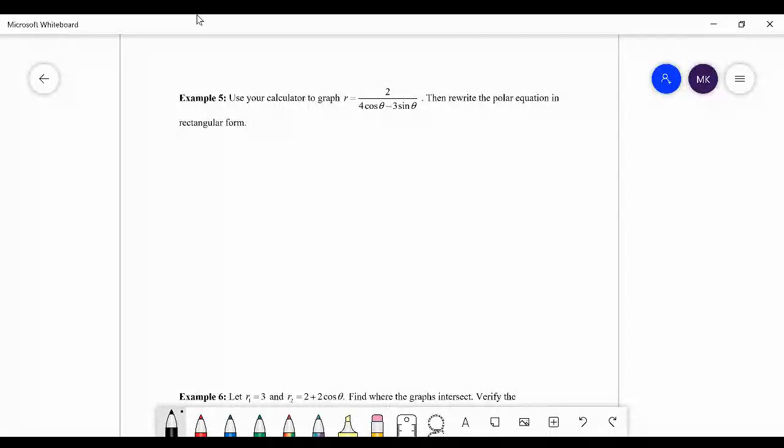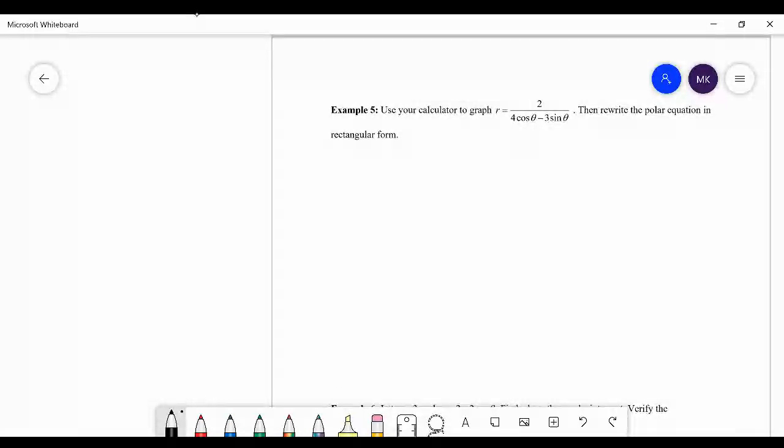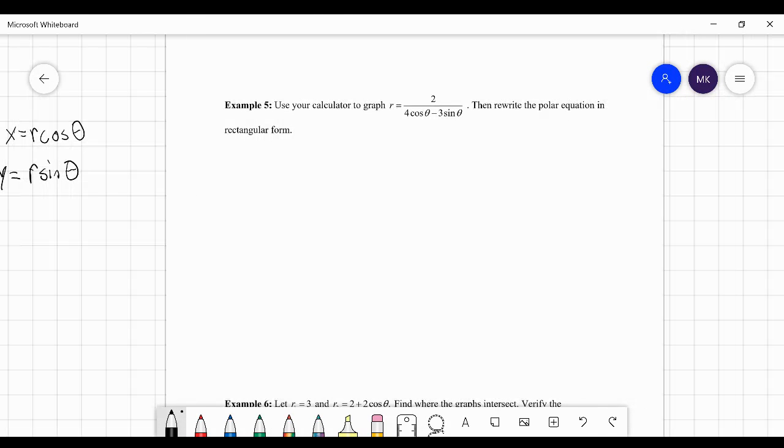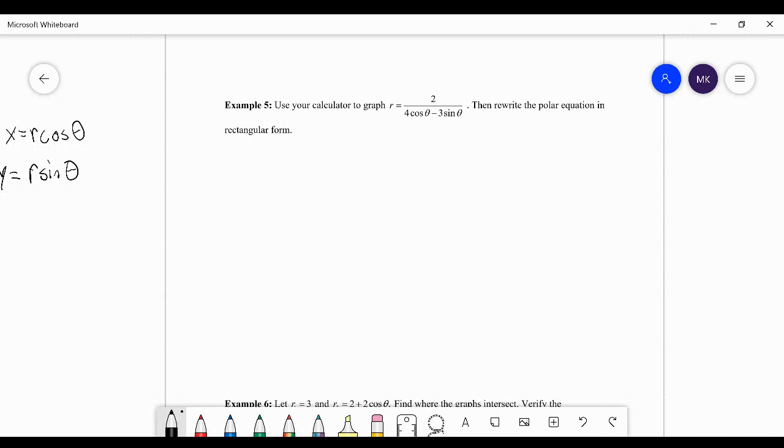How do we use a calculator to graph this? That's easy. How do we rewrite this from polar to rectangular form? What we're really looking for is ways to find an x and a y. And if you remember, x is equal to r cosine theta, y is equal to r sine theta. So I need to find that.